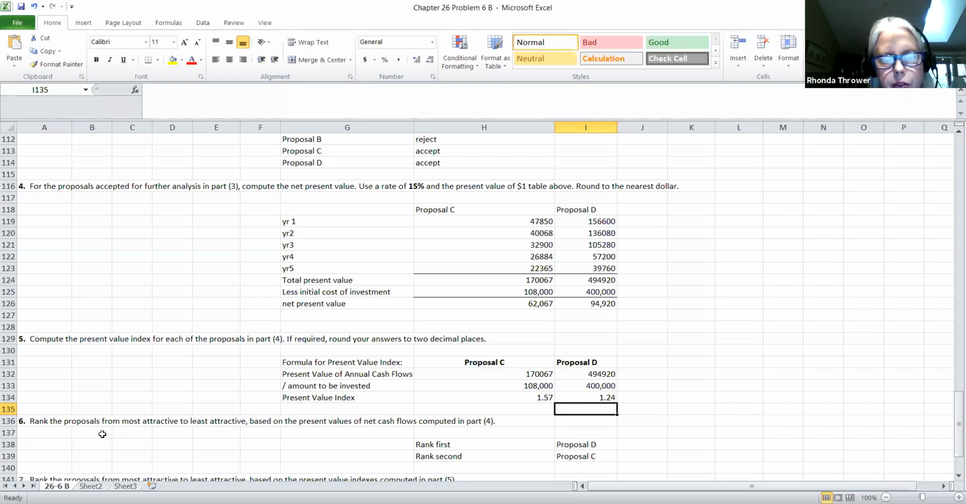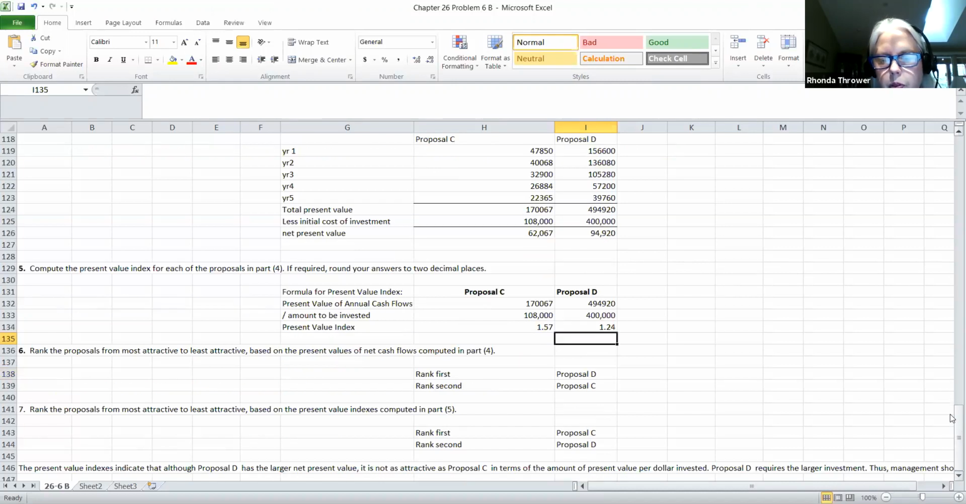Then in part 6, they want you to rank the proposals from most attractive to least attractive based on the present values of the net cash flows computed in part 4. So we're going back to part 4 here. Proposal D had the highest amount, so we would rank it first. So if you're just looking at computing the net present value, then proposal D is what we would want to accept.